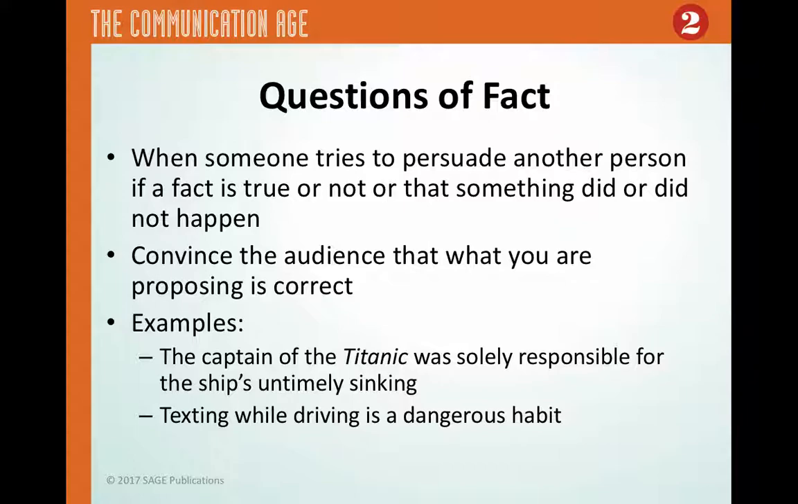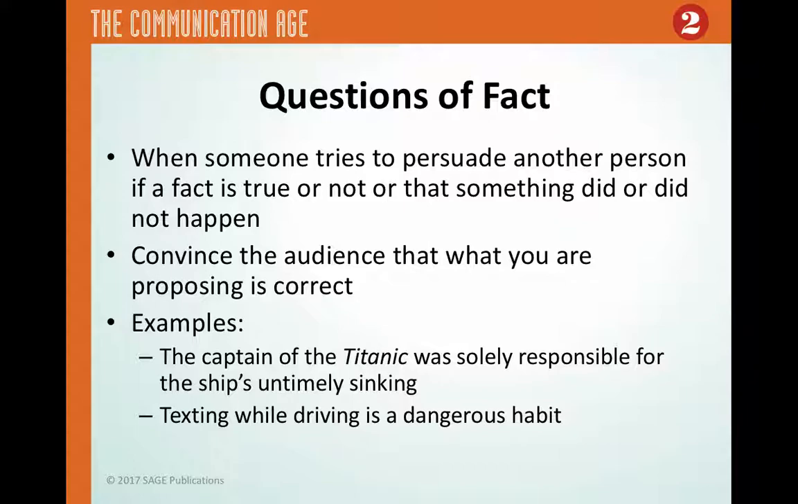In questions of fact, this is when someone tries to persuade another person if a fact is true or not, or that something did or did not happen. So this is when you're really trying to say, listen, this is factual evidence, this is objective truth that's taking place here, this is real, we should believe in this, you should buy into this because it's the truth. And this is when you convince your audience that what you are proposing is correct. This is where you're presenting something in a way and saying, listen, this is how it really is, so you need to believe in me because this is a fact.